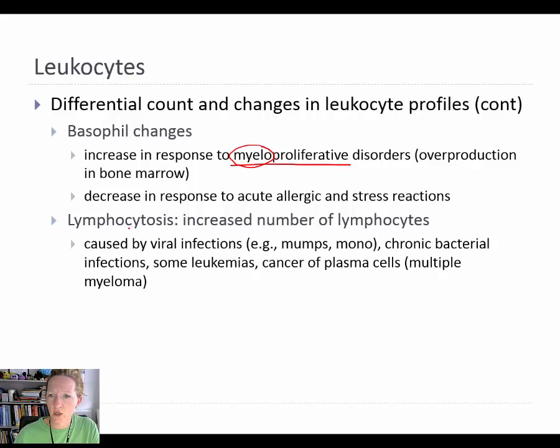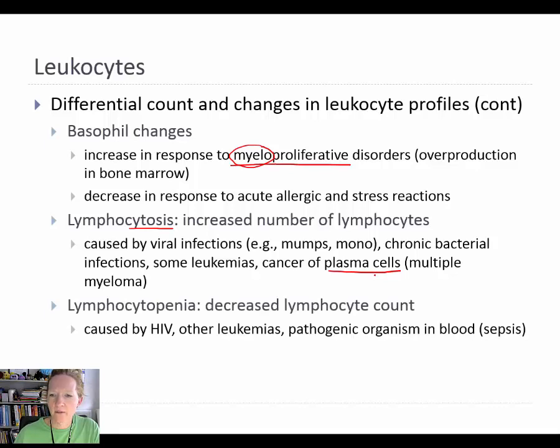Lymphocytosis, again, there's that cytosis. This is an increased number of lymphocytes. It can be because of viral infection, chronic bacterial infection. We'll talk about leukemia here in a minute. And then some cancers of plasma cells. Plasma cells are a very specific type of lymphocyte that we are going to look at in the immune system. So that can cause an increased number of lymphocytes.